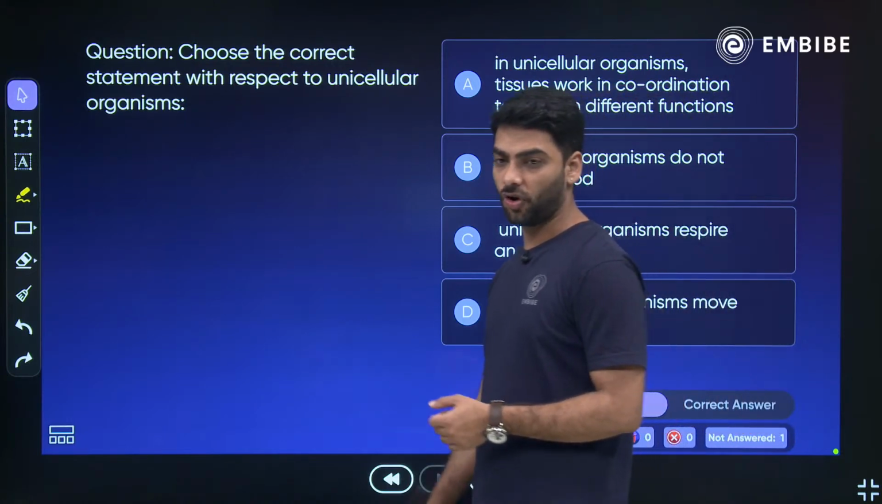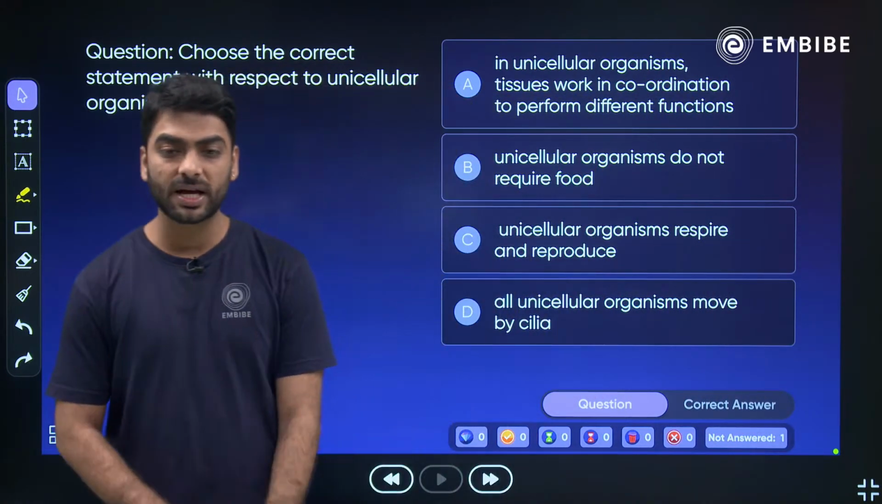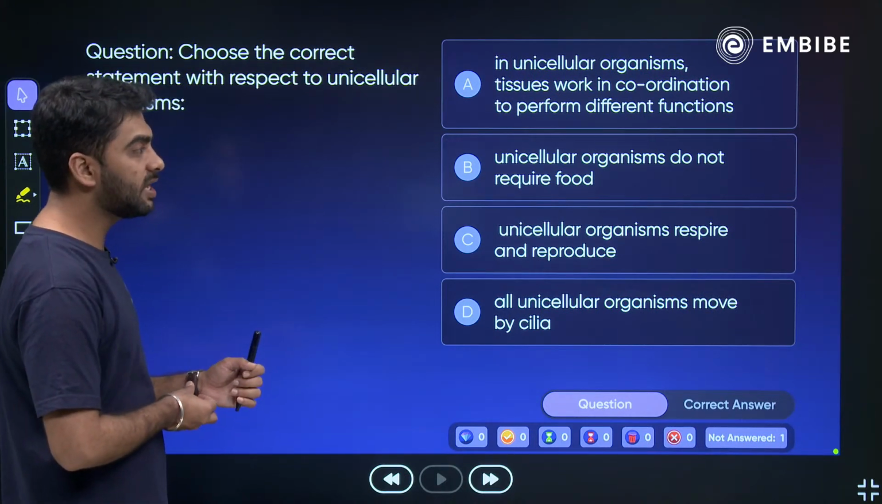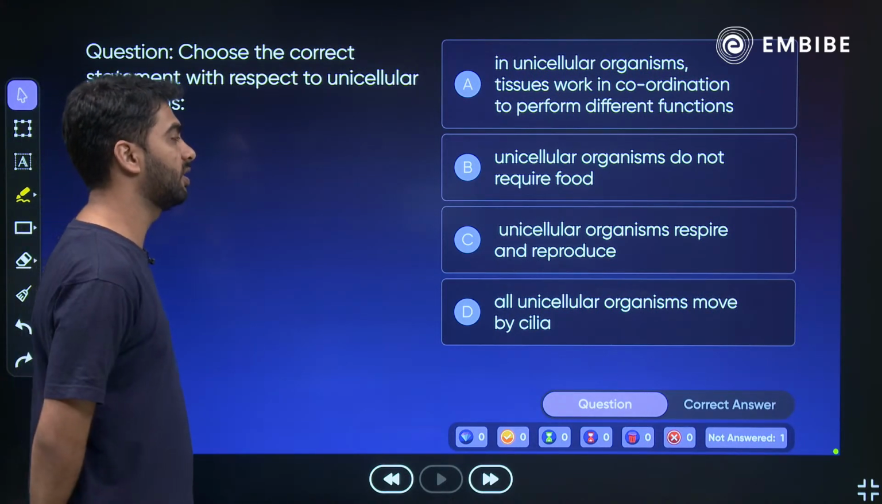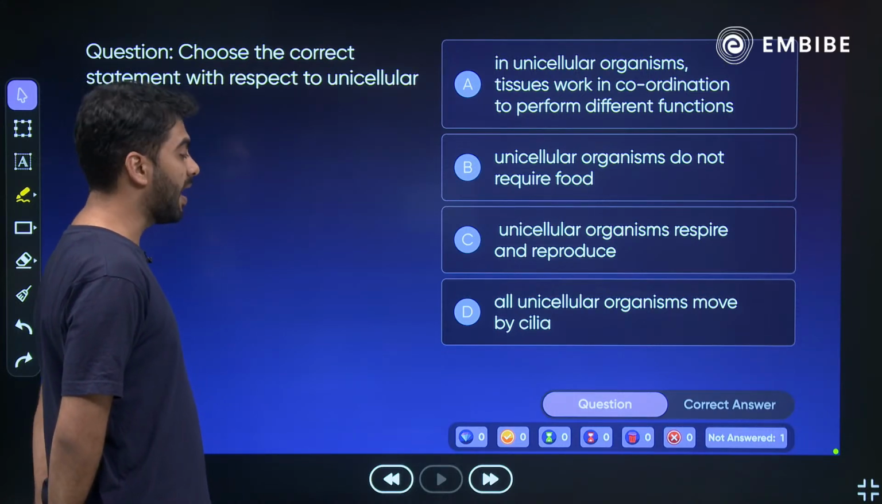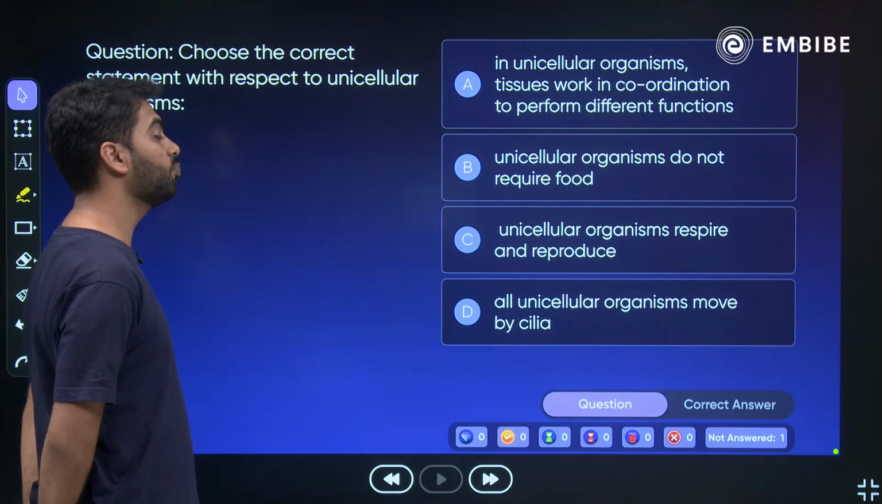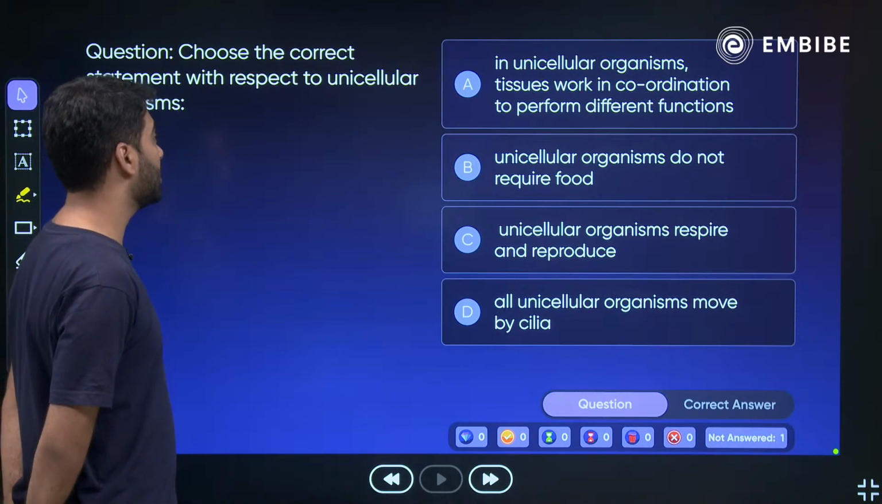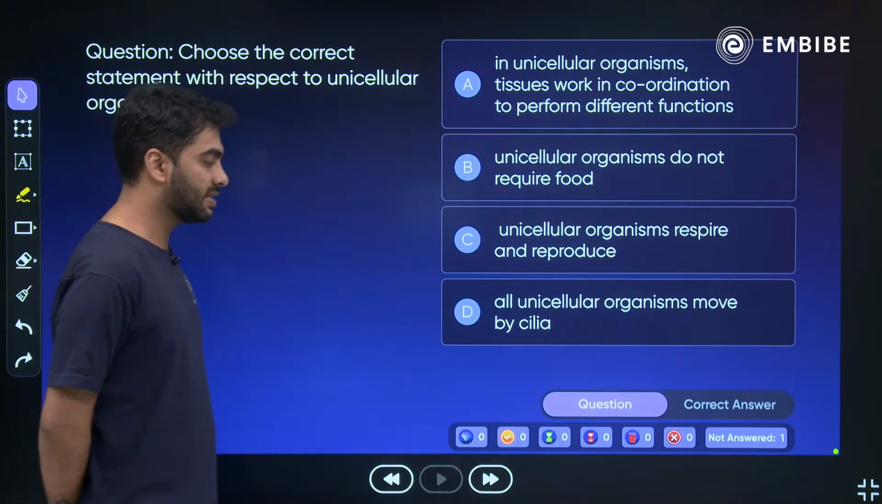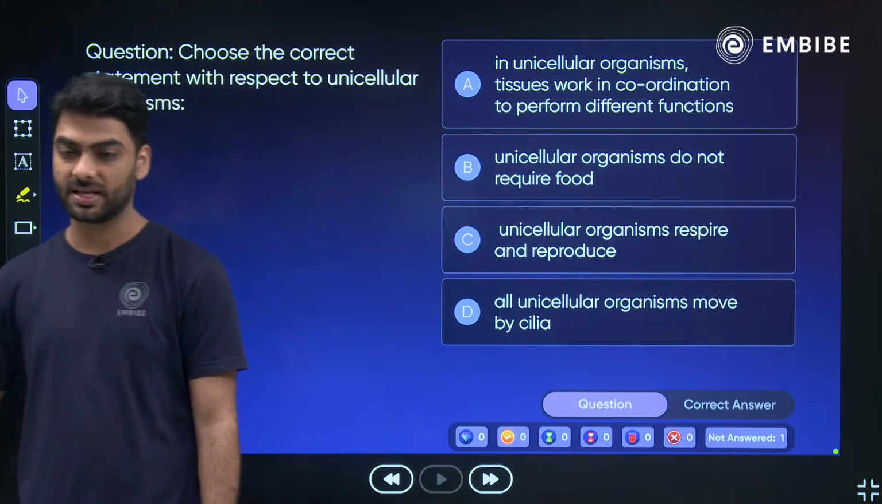Here is a question for all of you. The question is that choose the correct statement with respect to unicellular organisms. In unicellular organisms, tissues work in coordination to perform different functions. They do not require food, they respire and reproduce, or they move by cilia. Which is correct with respect to unicellular organisms? Think and answer. I'll give you 30 seconds. Your time starts now.